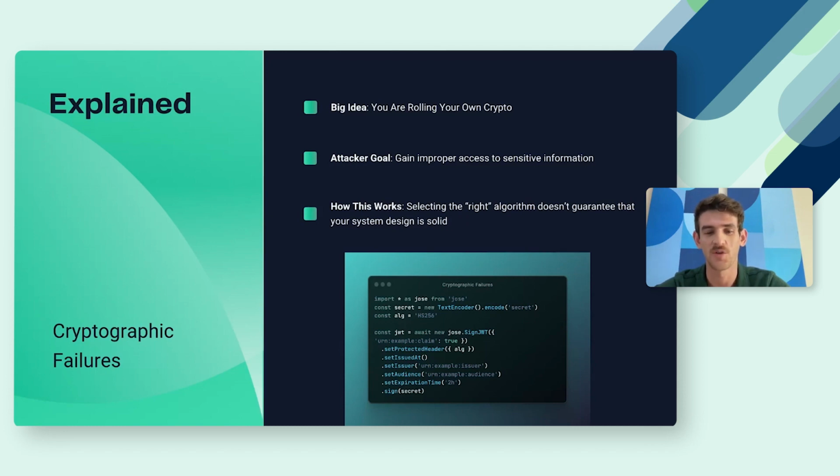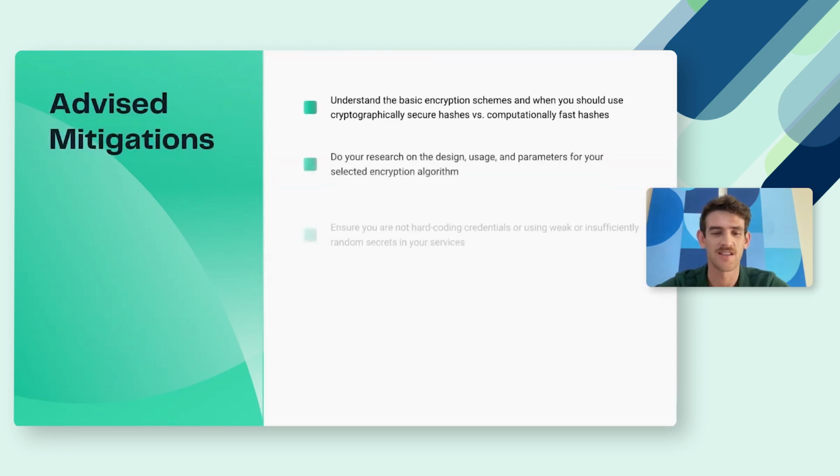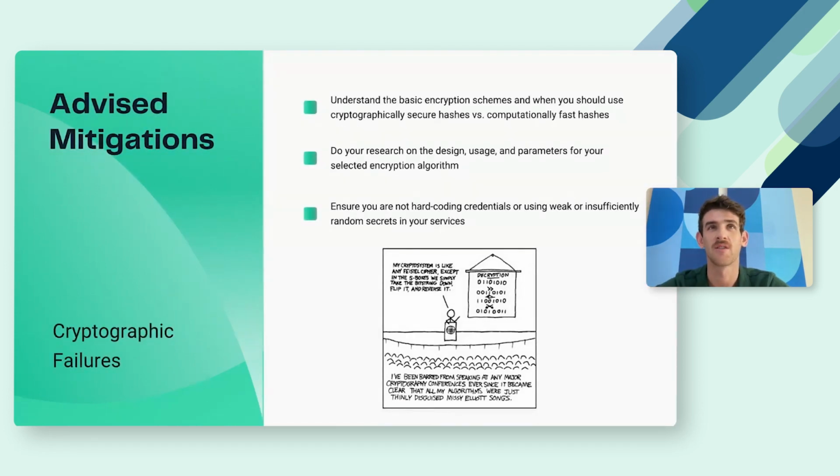And then that whole notion of whether or not you can trust the JWTs goes into the dishwasher. So some mitigations would be using the basic encryption schemes with the proper parameters, ensuring you're using the appropriate hash as opposed to just a fast hash, doing your research on the design and usage, and ensuring that you're not hard coding your credentials or using insufficiently random secrets in your services.